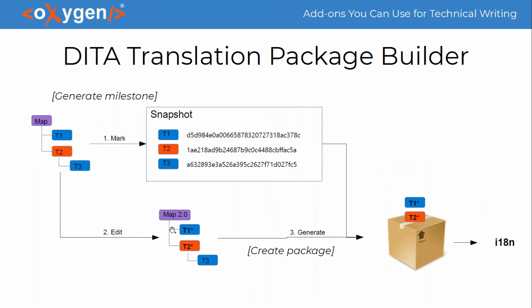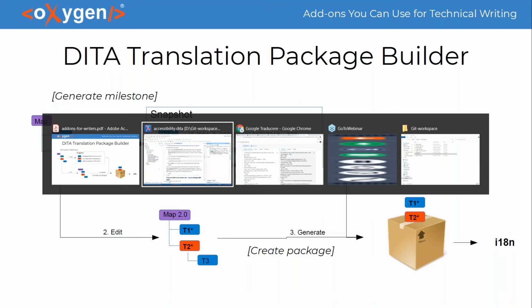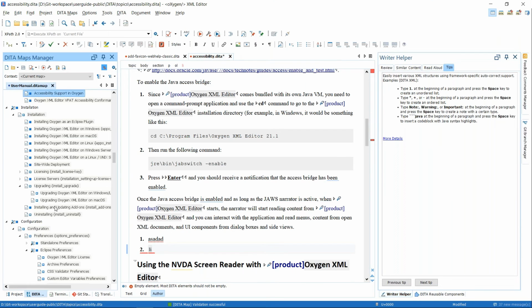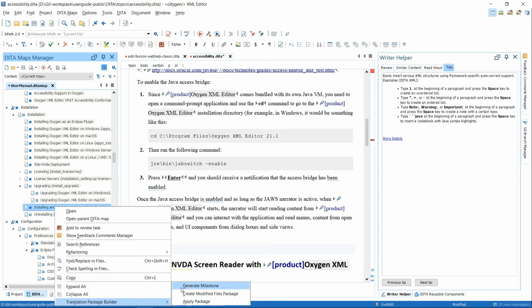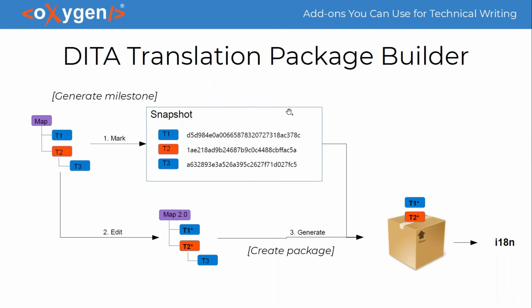It works like this. It contributes actions in the DITA Maps Manager. So for a map, you generate a milestone. You have a generate milestone action. It's in the contextual menu here, generate milestone. And it will generate a file with some hashes. And after that, you start working on the next version of your documentation. You make changes, you edit the map.